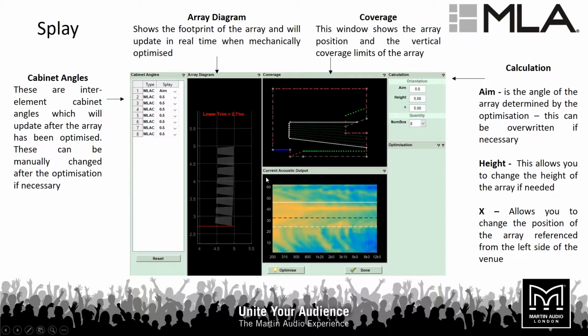Below that, we have an acoustic output diagram through what we call an index plot, but I will describe that further as we go through, simply because it's a lot easier to understand when we look at the SPL tab at the end. So in our calculation box here, we've got aim. Aim is the angle of the array determined by the optimization. So this is the angle of your flying frame effectively. If you've got a 2-point lift, you need to work that out with both your motors. Then that is your aiming angle. Height obviously allows you to move your array up and down through the Z-axis, and the X allows you to move your array in the depth into the room if you need to.